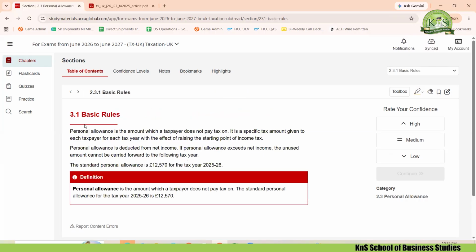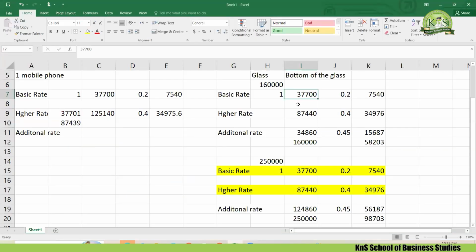Now the basic rules. I'm going to tell you one very important rule, which is the personal allowance. Personal allowance is like a tax relief. It is fixed for the Finance Act at 12,570. Have we deducted any personal allowance from here? We have not done so.